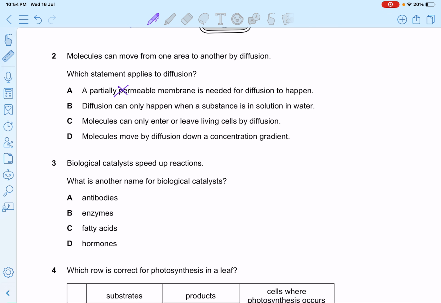No, so we will eliminate A. Diffusion can only happen when a substance is in a solution in water. No, it is not necessary. It may happen in a gaseous state, maybe for other liquids. So not only, so we will eliminate B. Molecules can only enter or leave living cells by diffusion, maybe in living cells or not. So not only in living cells. So molecules move by diffusion down a concentration gradient from the area of higher concentration to the area of lower concentration. So the correct answer is D.